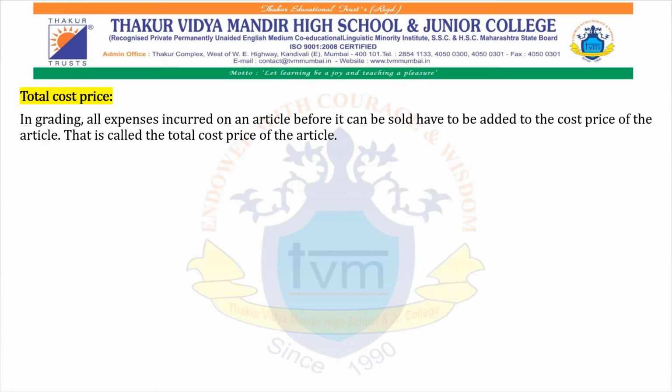Total cost price. In trading, all expenses incurred on an article before it can be sold have to be added to the cost price of the article. That is called the total cost price of the article.